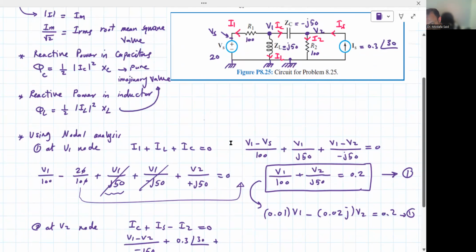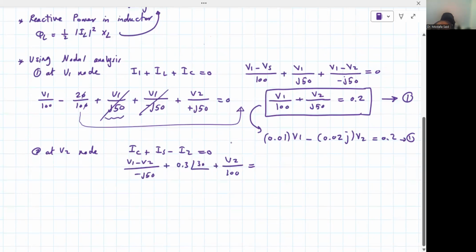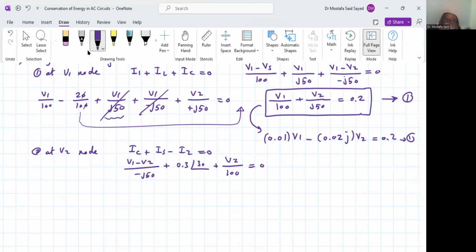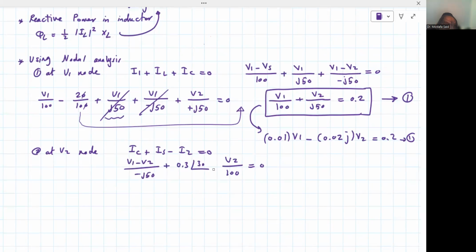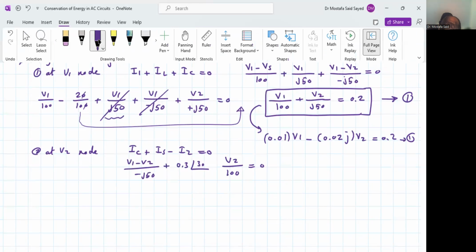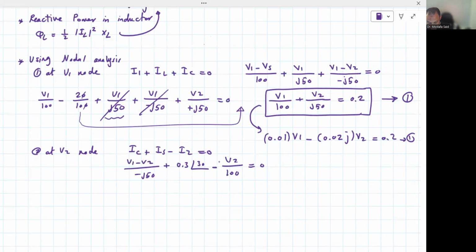V2 over 100. V2 minus 0 over 100 equal to, this is minus. Yes, this is minus, no positive. That's a big mistake. Okay, so let's simplify this.